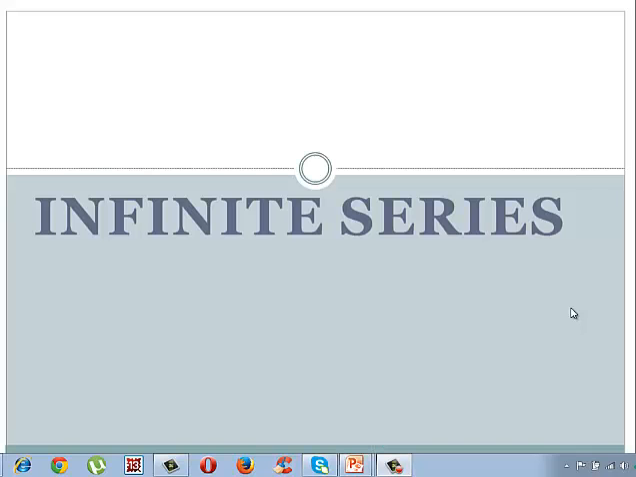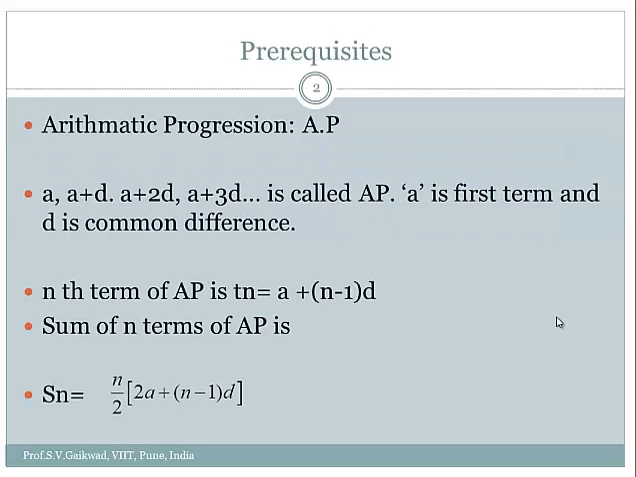Dear students, in today's lecture we will study infinite series. You have already studied AP and GP, the arithmetic progression and geometric progression. The sequence A, A plus D, A plus 2D, A plus 3D is called AP, where A is the first term and D is the common difference.